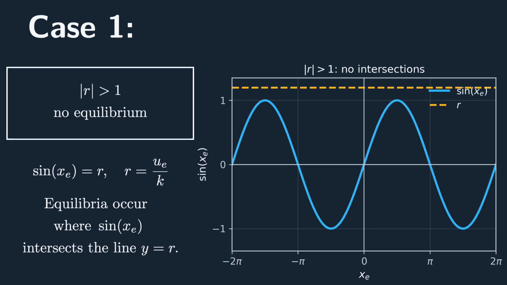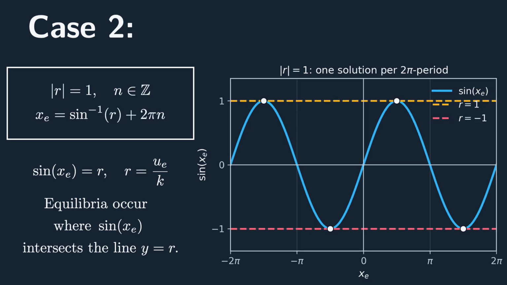First, consider the absolute value of r greater than 1. In this case, the horizontal line lies above the maximum value of sine, or below the minimum value of sine. Since sine only takes values between -1 and 1, there are no intersections. So, if the absolute value of r is greater than 1, the equation sine xe equals r has no solution. For the original ODE, this means there is no equilibrium position for that value of the input.